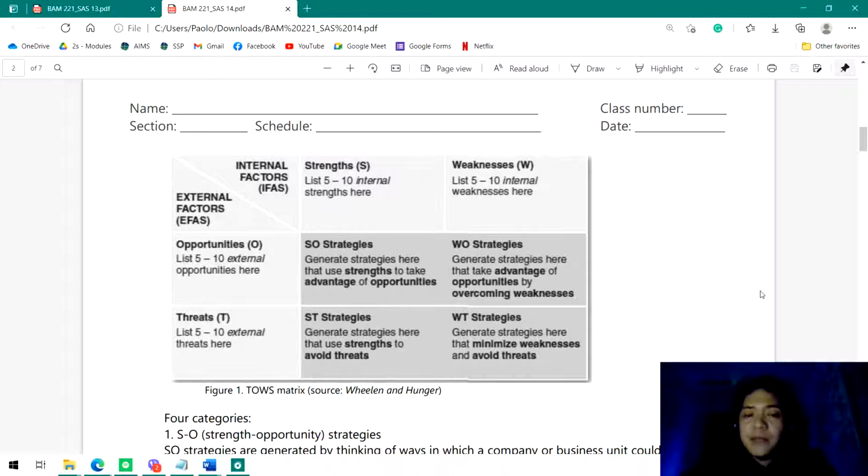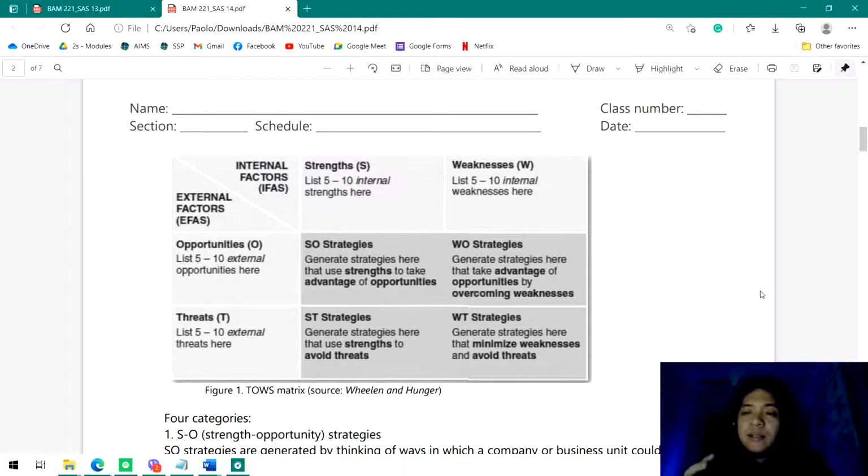Minimize weakness, ibig sabihin nga, since it is a weakness, you have to find a solution, you have to find a remedy. So you have to minimize the weakness while avoiding the threats. So ito yung paggawa ng TOWS matrix natin. Medyo matrabaho siya, yes, pero it will be very beneficial.